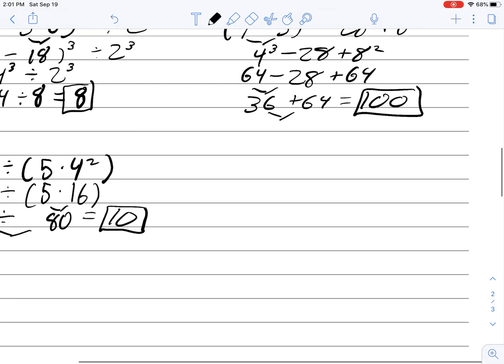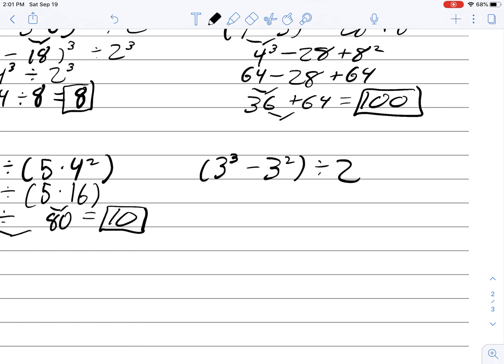Okay? Final problem for today. If I gave you 3 to the third power minus 3 to the second power divided by 2. Pause the video, see if you can solve this problem on your own. Okay, hopefully you've tried it at this point. So we'll solve it together.